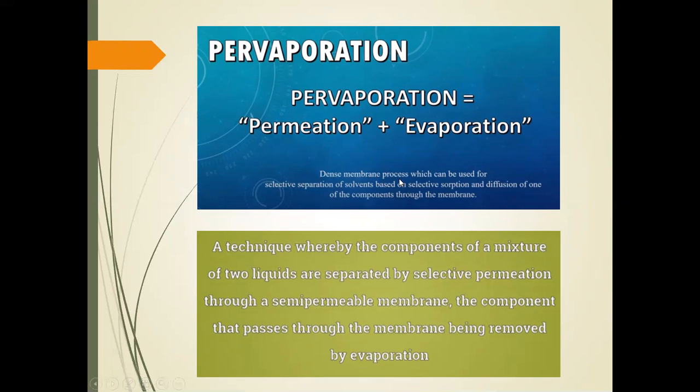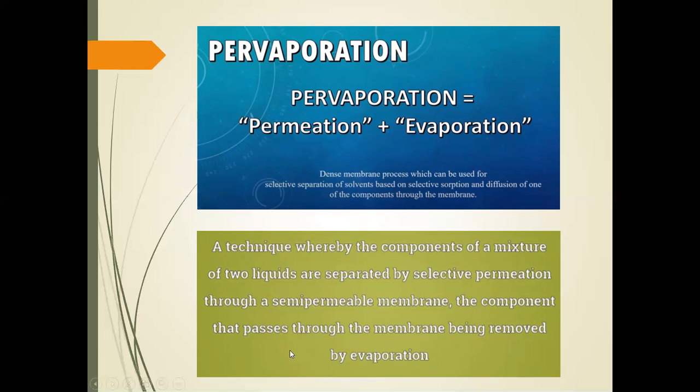So dense membrane processes are said to be pervaporation processes, and they can be used for selective separation of solvents based on selective sorption and diffusion of one of the components through the membrane. So it's still selective permeation of a component of a mixture in your membrane, and it's a technique whereby the components of the mixture of two liquids are separated by selective permeation through a semi-permeable membrane, the component that passes through the membrane being removed by evaporation or partial vaporization, that is. So that's the reason why you have pervaporation, evaporation, and permeation in one word.